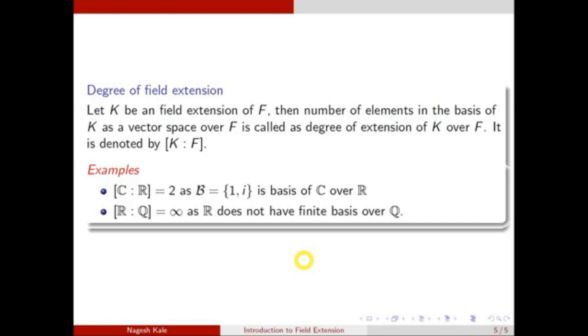So I hope you must have got the concepts of field, field extension, vector space, basis and degree of field extension.